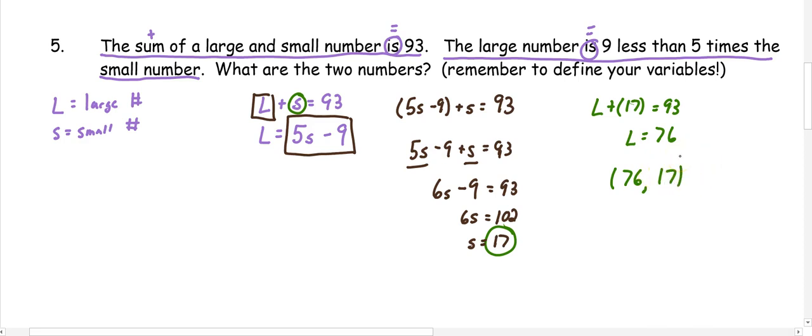Remember, because it's a word problem, we also need to write a sentence. So we're going to say the large number is 76, and the small number is 17.